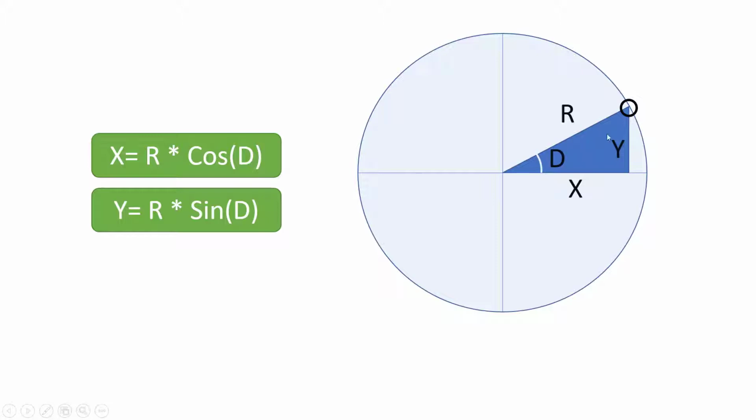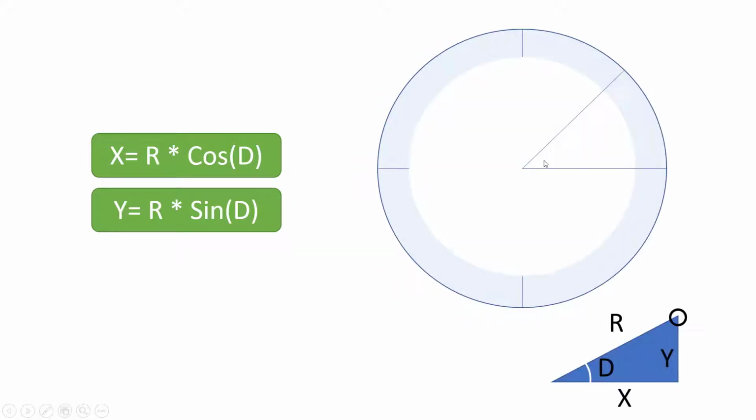The angle will change, the y will change, and the x will change to match the coordinates of this point. Now that you understand the basic equation here, where we can calculate and figure out the coordinates based on the radius of the circle and the angle of the circle, let's move to the next concept.